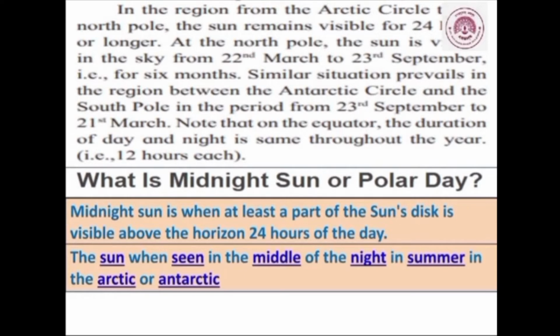At the North Pole, the sun is visible in the sky from 22nd March to 23rd September, for 6 months. A similar situation prevails in the region between the Antarctic Circle and the South Pole in the period from 23rd September to 21st March. Note that on the equator, the duration of day and night is the same throughout the year, that is 12 hours each.